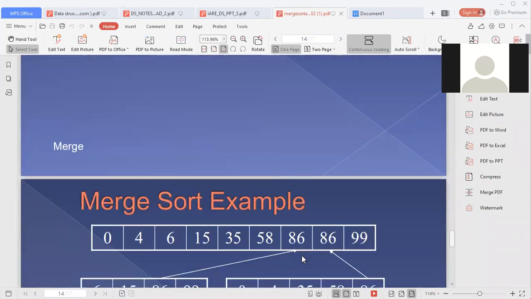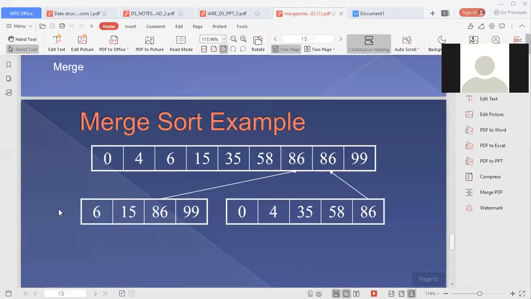Like that, this is the sorted array which we are going to get.